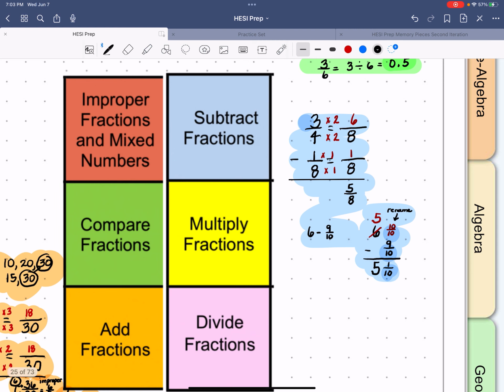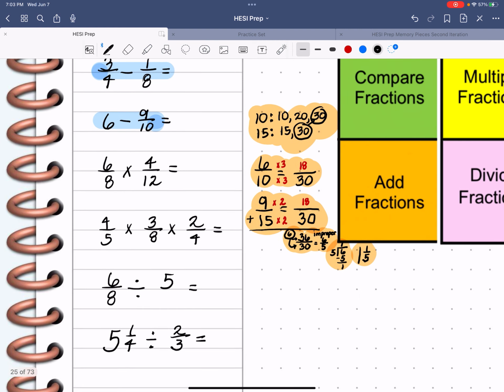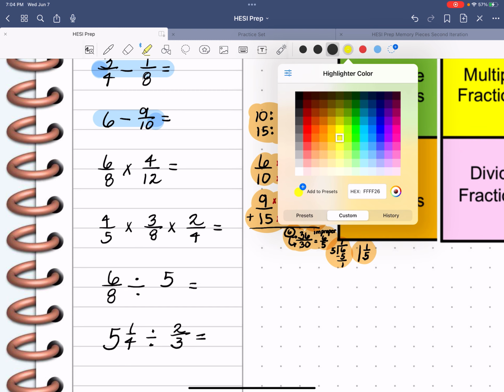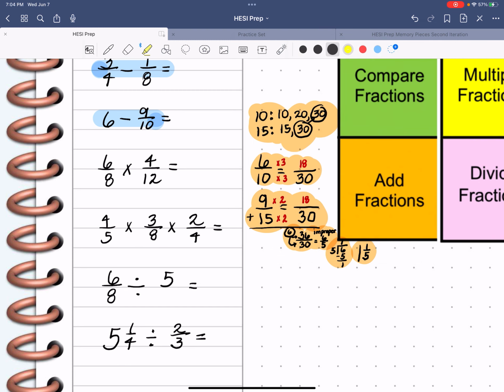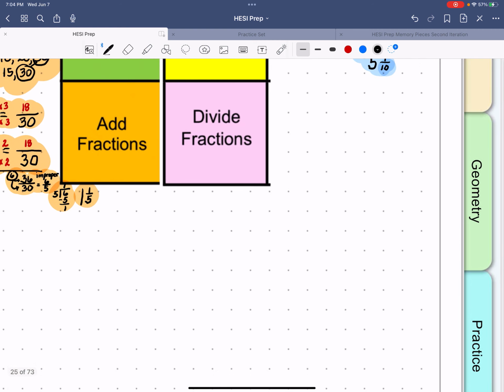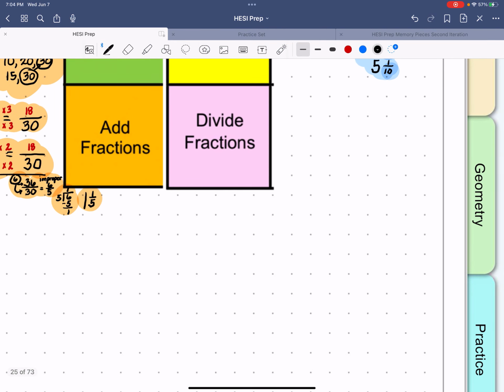To multiply fractions, we're going to do 2 of them. Don't have to worry about a common denominator on these. These are my favorite of all of them. Because not only do you not have to do a common denominator, there's a shortcut for multiplying. So I have 6/8 times 4/12. So for multiplying, you want to write your fractions horizontally.